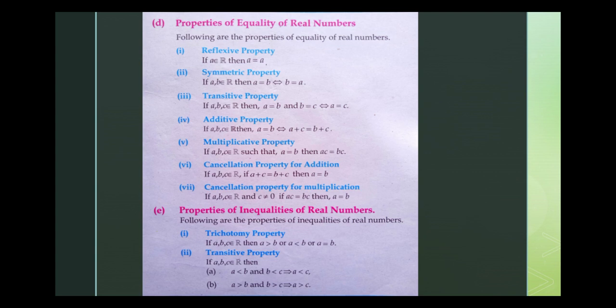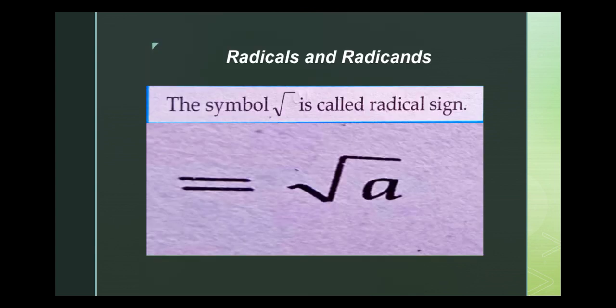Properties of equality of real numbers. The following are the properties of equality of real numbers: reflexive property, symmetric property, transitive property, additive property, multiplicative property, cancellation property for addition, and cancellation property for multiplication. Properties of inequalities of real numbers: trichotomy property and transitive property.